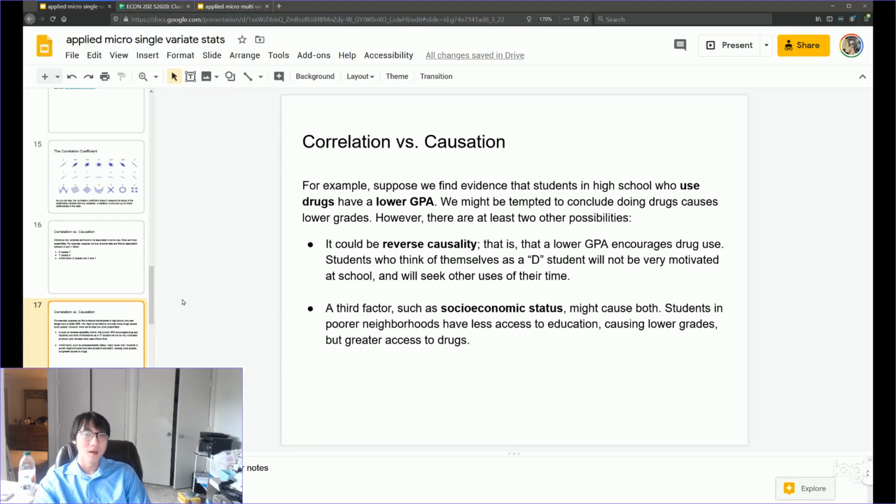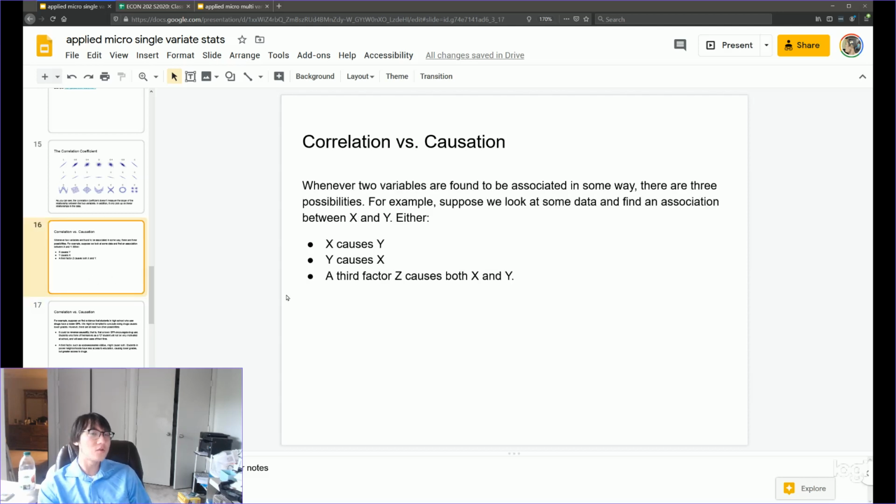That's possible. It's possible that that's the case. However, we need to consider at least two other possibilities. Whenever you find an association between two variables, whether it's in your pivot table, or in a scatter plot, or whether you compute a positive correlation between those two variables, any kind of statistical association, there's always three possible ways to explain it.